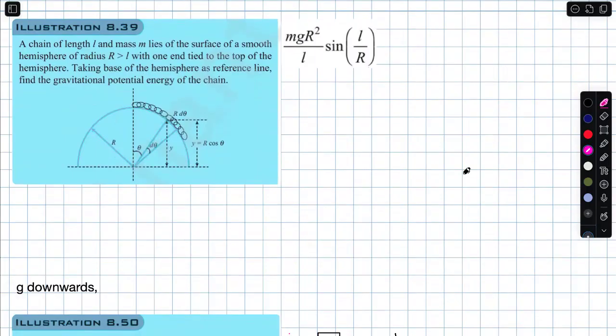A chain of length L and mass M lies on the surface of a smooth hemisphere of radius R, greater than L, with one end tied to the top of the hemisphere. Taking the base of the hemisphere as the reference line, find the gravitational potential energy. This is a question even in H.C. Verma, you also have this question.